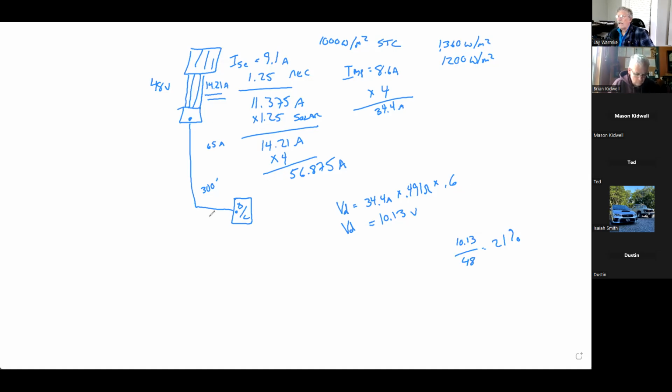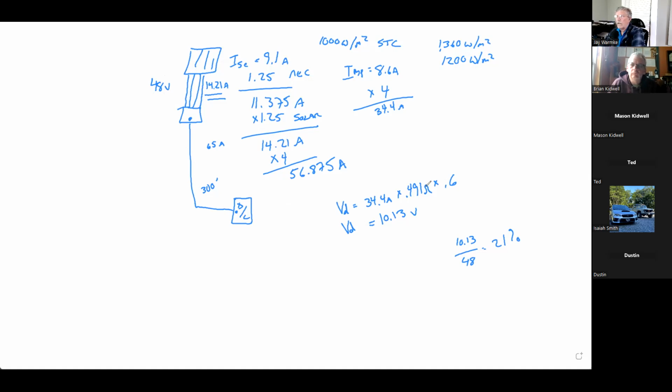What would happen if I increased the voltage of this? Well, if I increased it to 480 volts, it would be 2.1%. So, increase the voltage 10 times. Or let's say that I didn't want to increase the voltage. I don't have an MPPT charge controller. I need to get this thing down somewhere below 5%. Well, what size wire am I going to need?